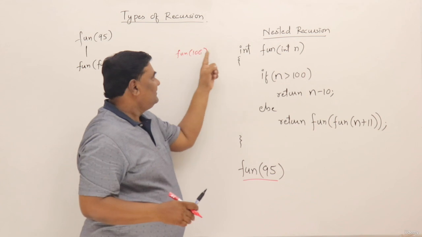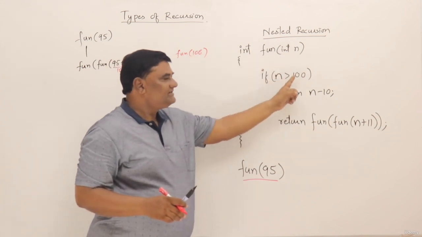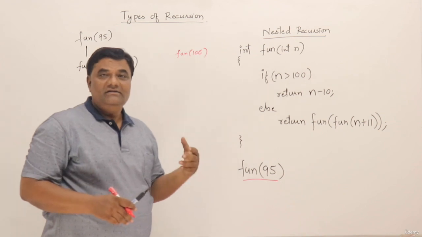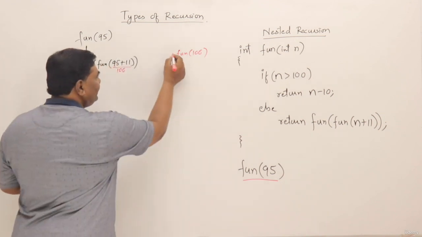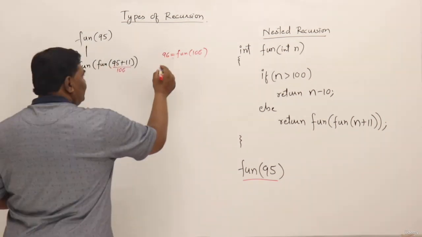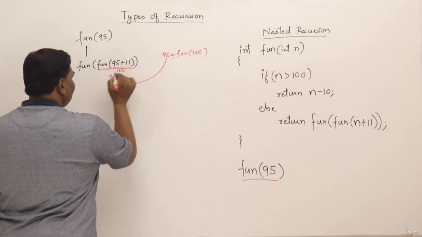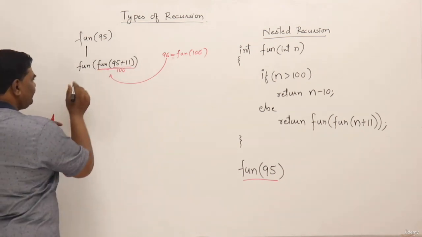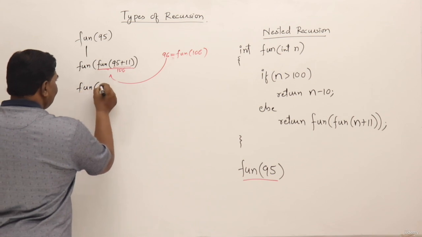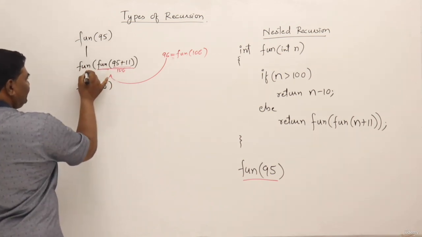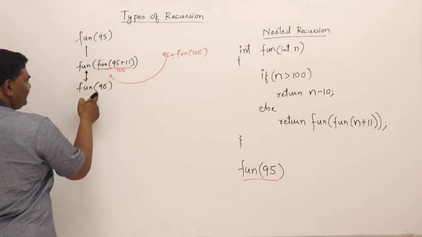Let us check this call. Fun of 106. 106 is greater than 100. So it returns 106 minus 10, that is 96. So the result of this function is 96. So this 96 is the result of this function call. So this has to be placed here. So it becomes fun of 96. So actually we started with 95, then the next call is nothing but 96.